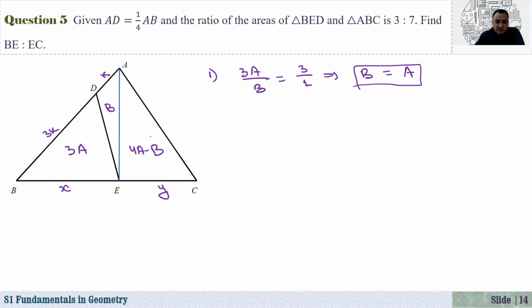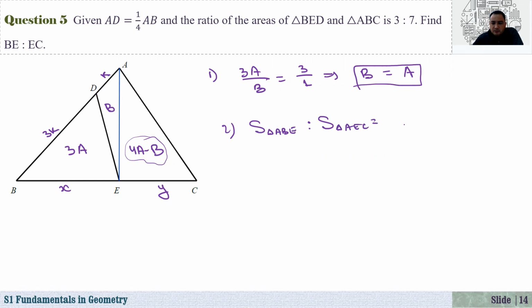So now we know this area, then this area is just equal to 3A. Now, as you see here, I can again write the ratio of the area of triangle ABE to the area of triangle AEC.